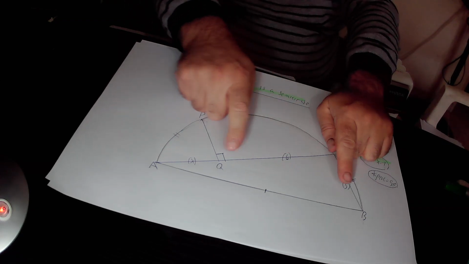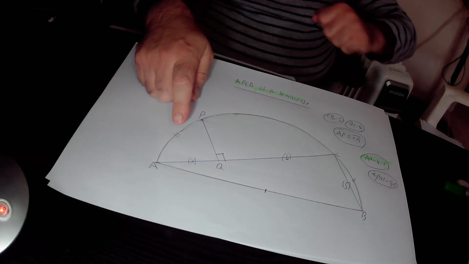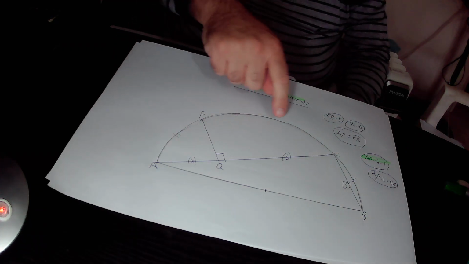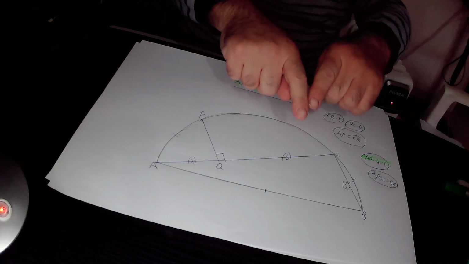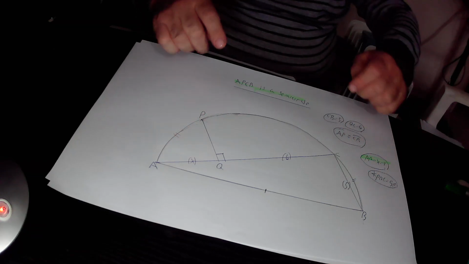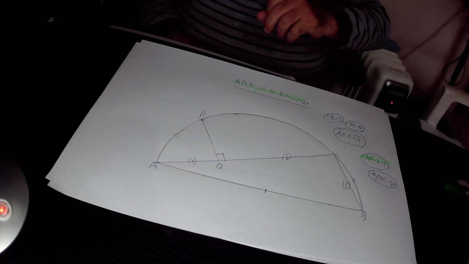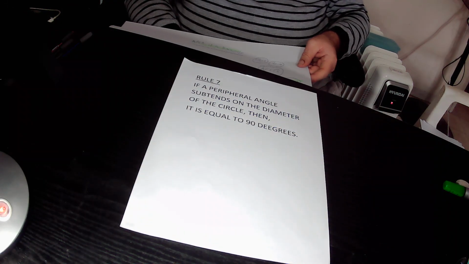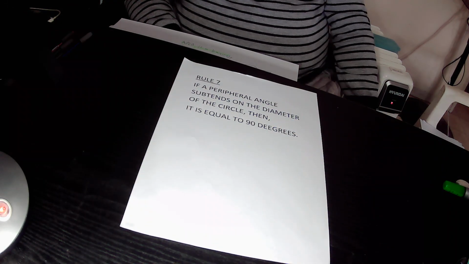AB is of course the diameter of this semicircle, and this is peripheral angle ACB. That subtends on chord AB, which is the diameter of this semicircle. So therefore we can implement rule 7 here. So I repeat quickly rule 7. According to rule 7, if a peripheral angle subtends on the diameter of the circle or semicircle, then it is equal to 90 degrees in its size.